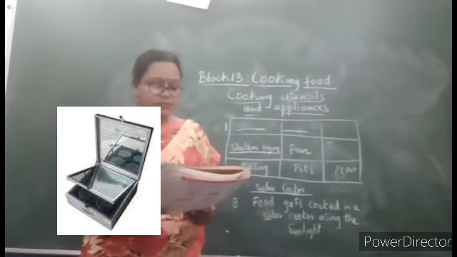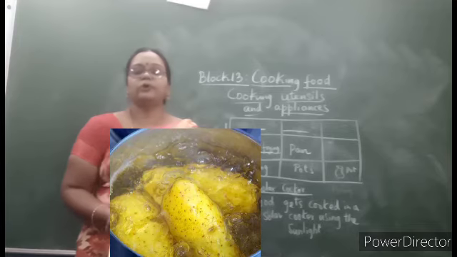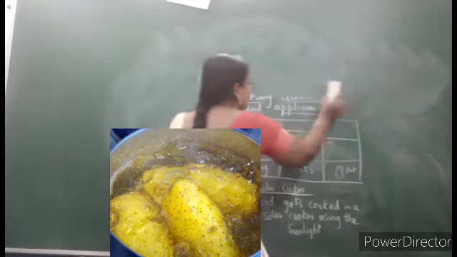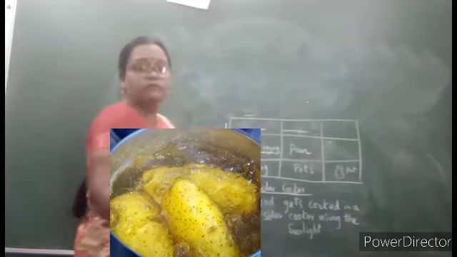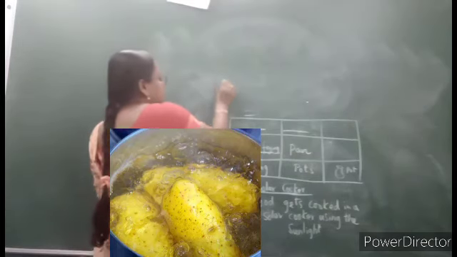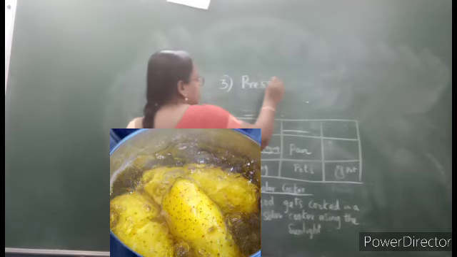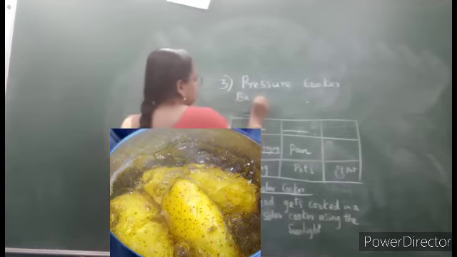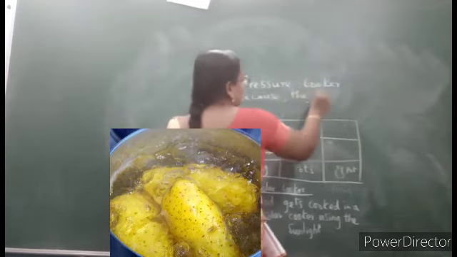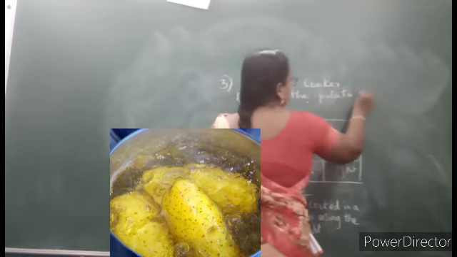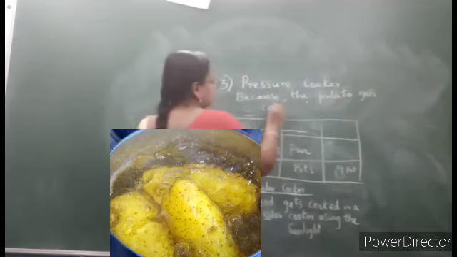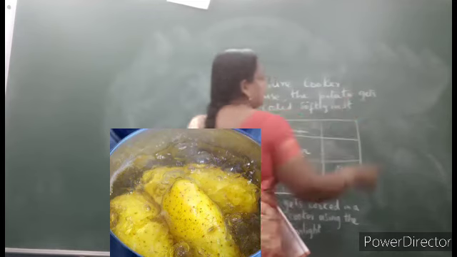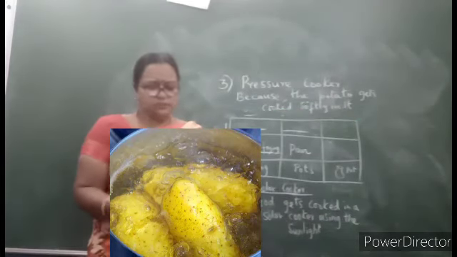Third question. Which utensil would you use to boil a potato? Boiling a potato, which utensil can be used, children? Pots can be used, or what else? The pressure cooker also they will use, no? If you want it cooked very soft, you can use a pressure cooker also. You can write your own answer, pressure cooker, because the potato gets cooked softly in it, and it will also not lose its nutrients. So this also you can complete.